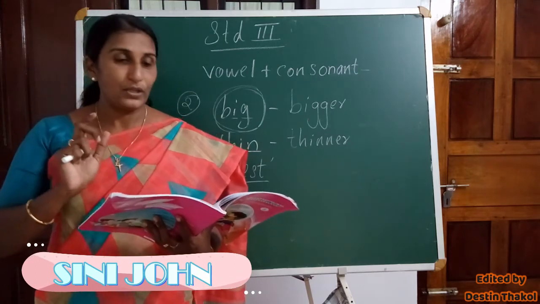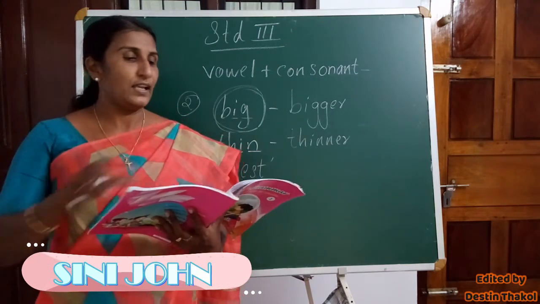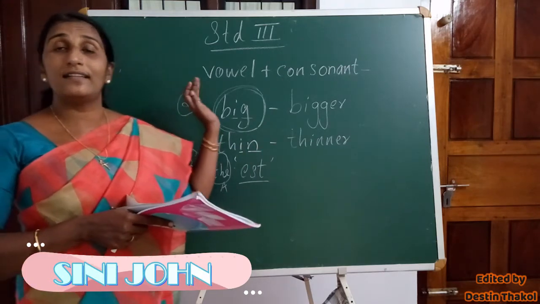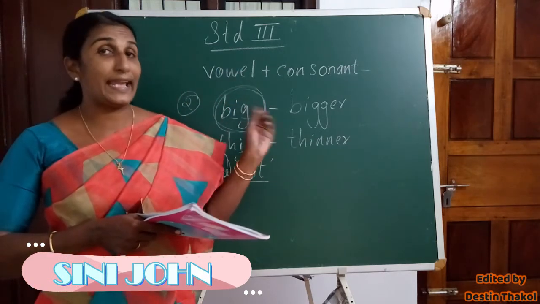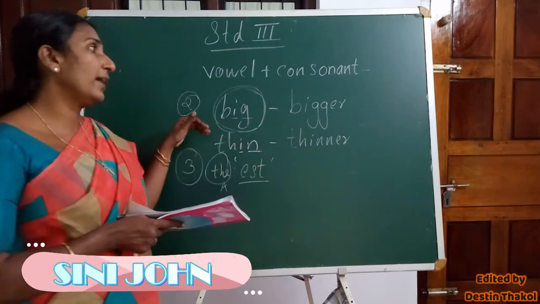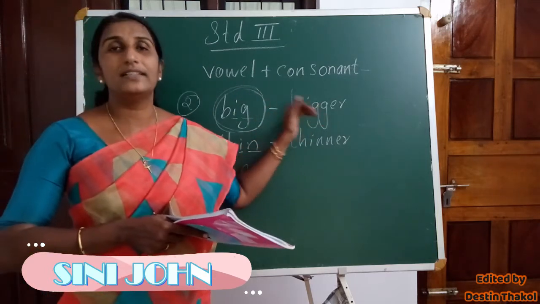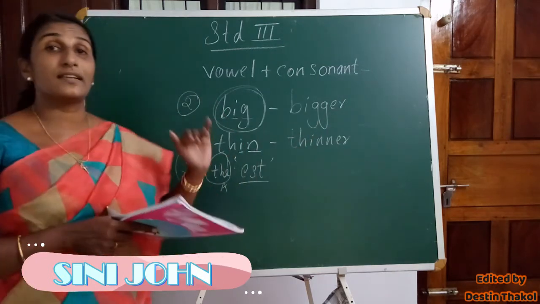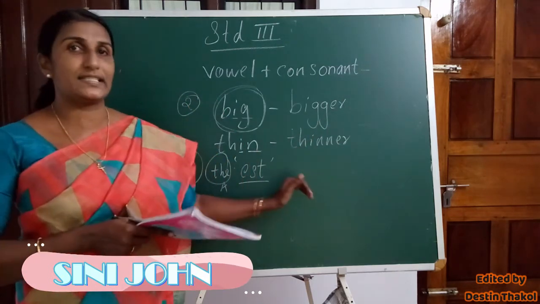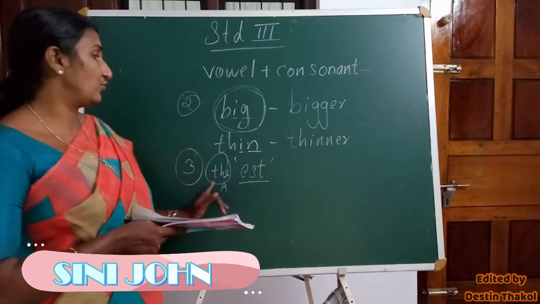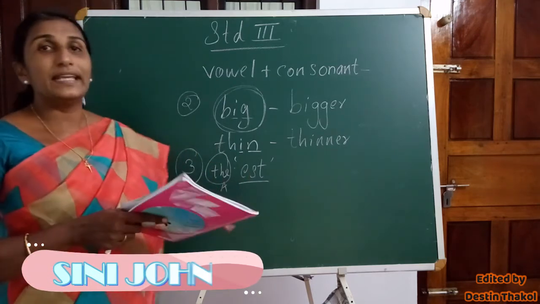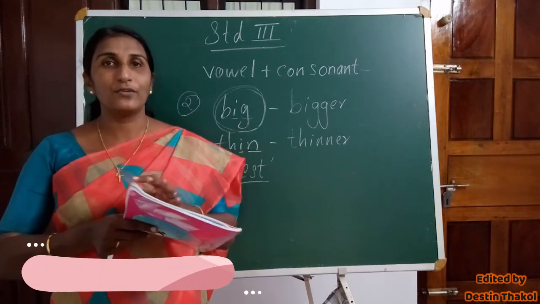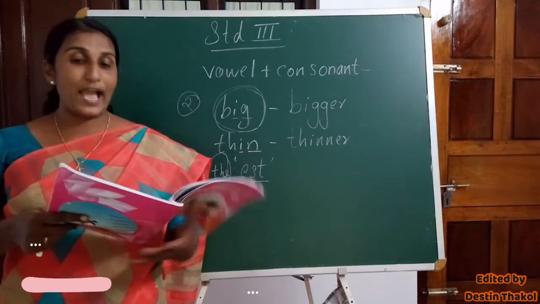Okay children, this you have to remember. First, we discussed in the last class, remove y and add ier. Second, just double the consonant and add er. Then some adjectives we can use est, and before that est we have to use the. Then in some situations we use the most. So you have to remember this.